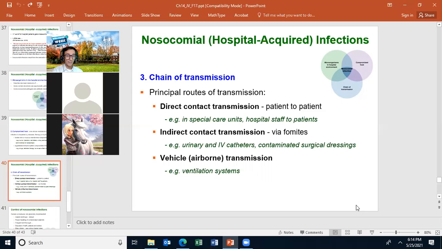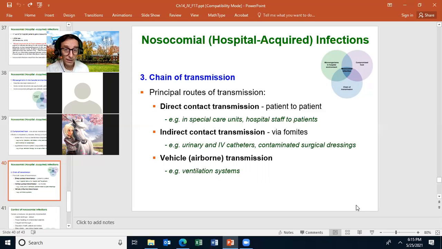There can be indirect contact transmission via a fomite, like when a urinary or IV catheter spreads a nosocomial infection, or when contaminated surgical dressing spreads a nosocomial infection to a patient. It could be something as simple as somebody touching the doorknob, indirect contact transmission, and then the patient decides to go walking in the hallway, and then they touch the doorknob.